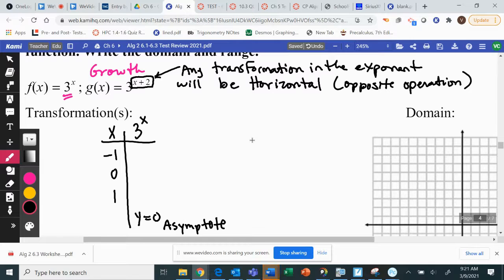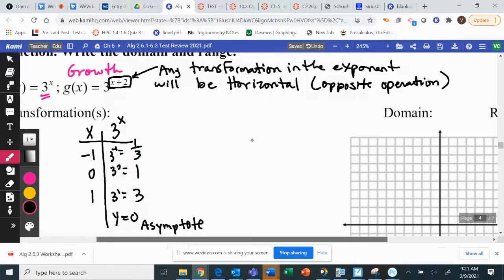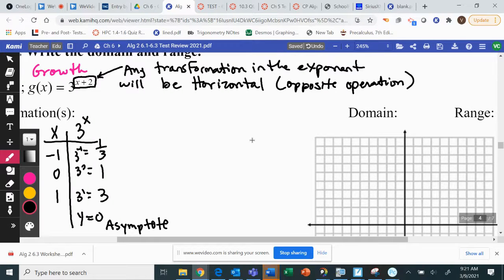And to find the key points, I'm just going to plug in -1, 0, and 1 into 3 to the x. Plugging in 0, 3 to the 0 is 1. 3 to the first is 3. 3 to the -1 is the reciprocal, 1/3. So those are my key points, -1, 1/3. I can graph those as well. And my asymptote at y equals 0. So here's my parent function.